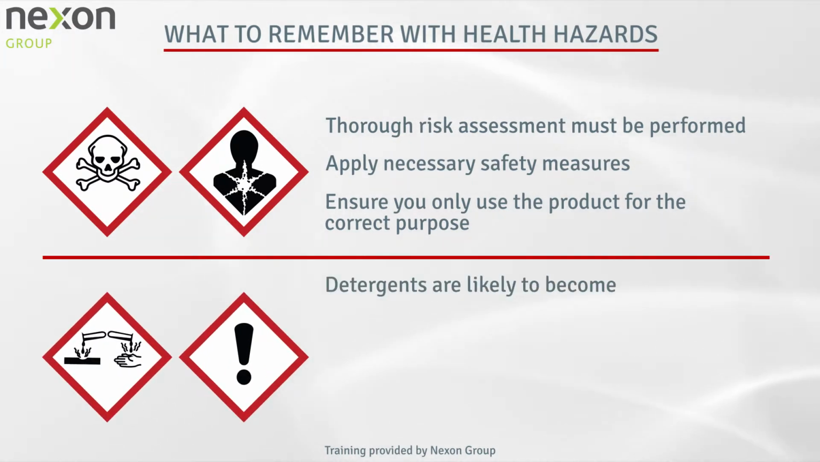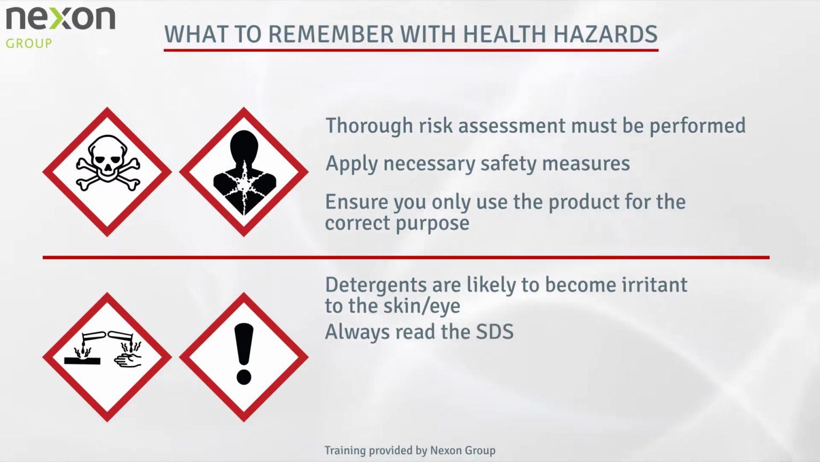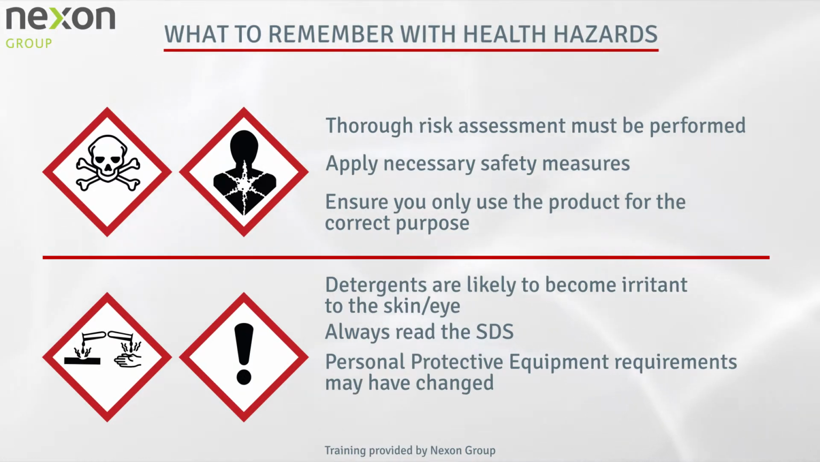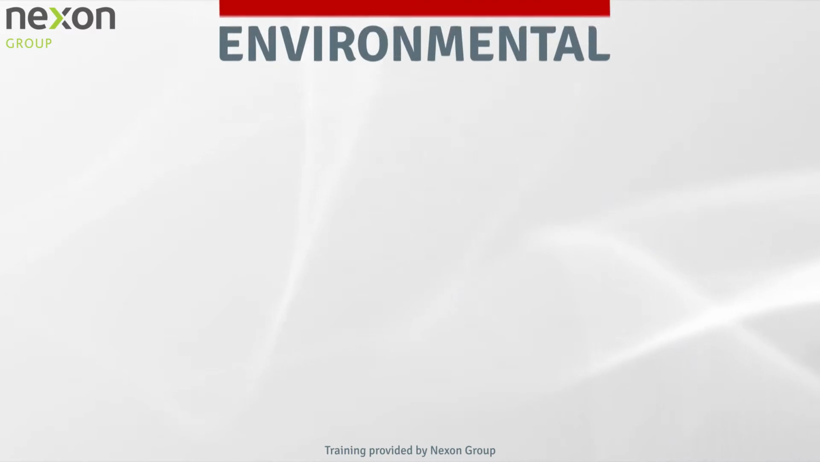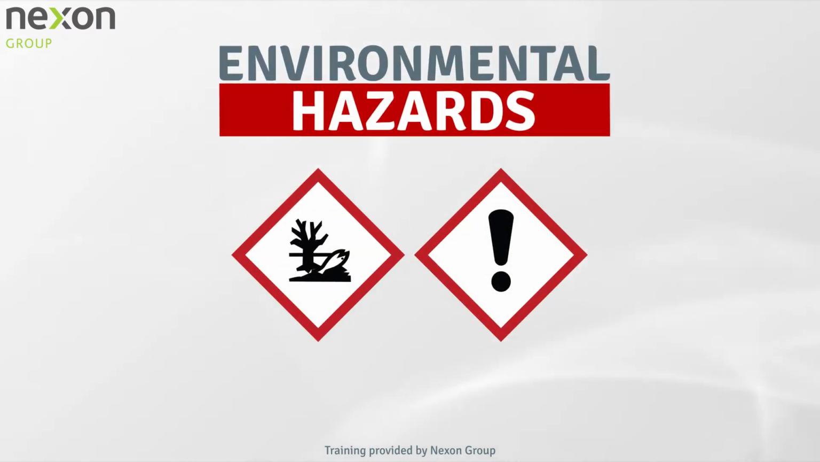Detergents are likely to become labelled as irritant to the skin and eye. For products that have the corrosive to skin or the health hazard pictogram, you must ensure you read the safety data sheet, check whether personal protective equipment requirements have changed, and ensure you protect yourself from unnecessary exposure. Below are the 2 new pictograms for environmental hazards.